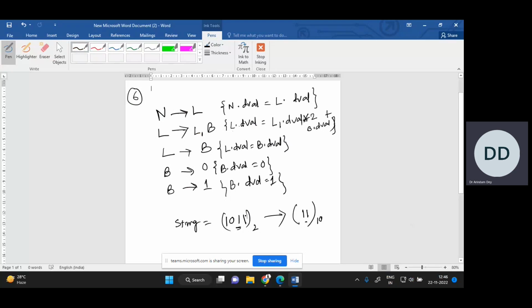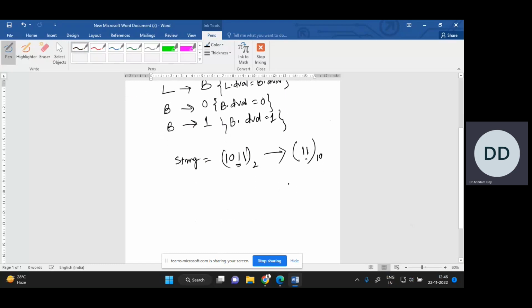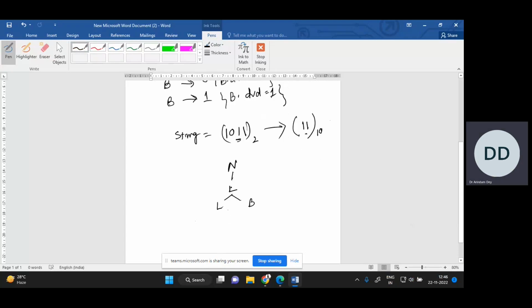You can do it. If you are not able to generate the expansion, I am drawing it here. From N you can make L, from this L you can generate L B, then again from this L you can generate L and B, and from this L finally B. All the B's you can put as 1, 0, 1, 1. Now for this tree you need to evaluate the root node N, and you will find the value comes as 11.